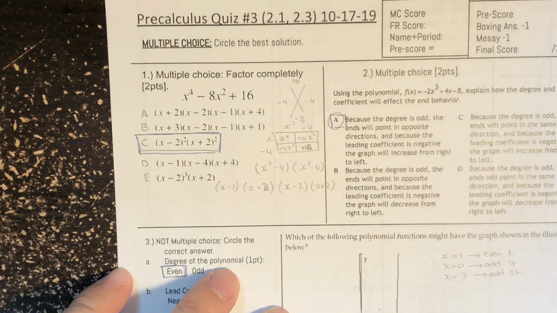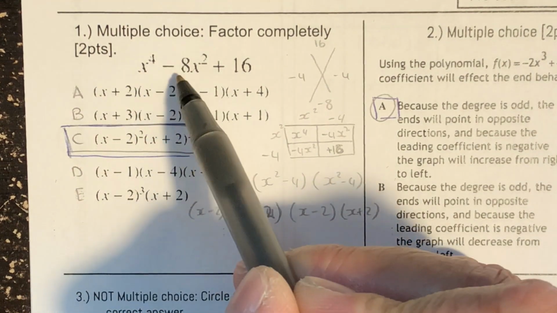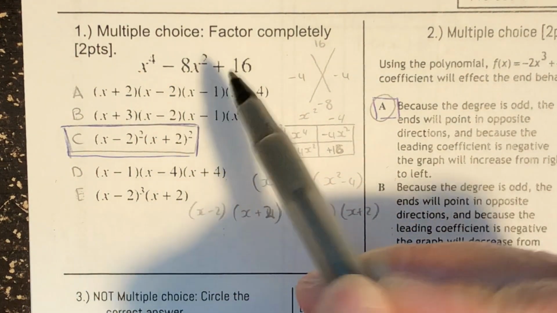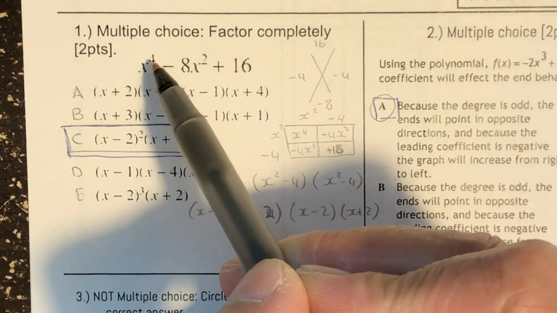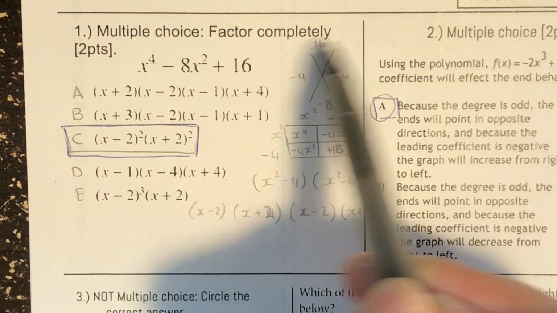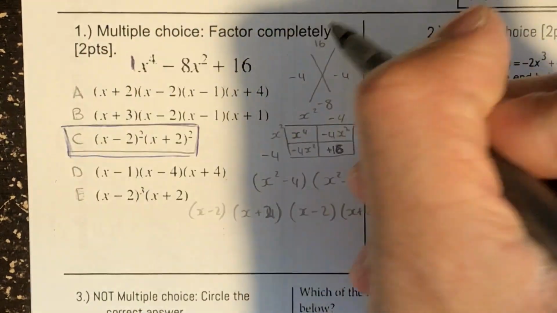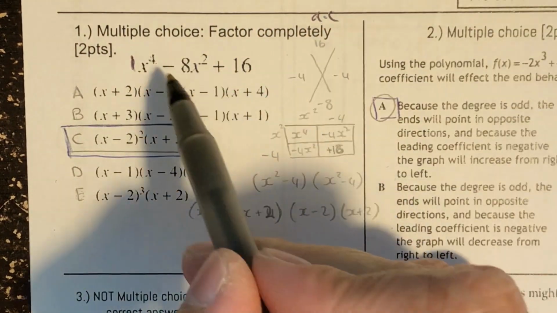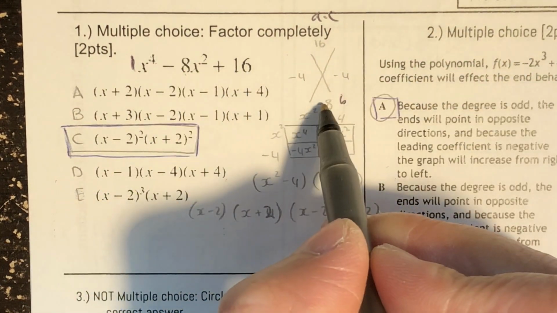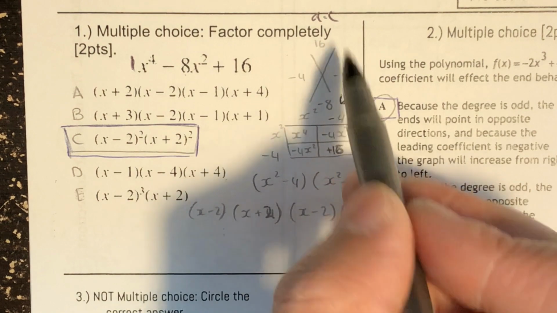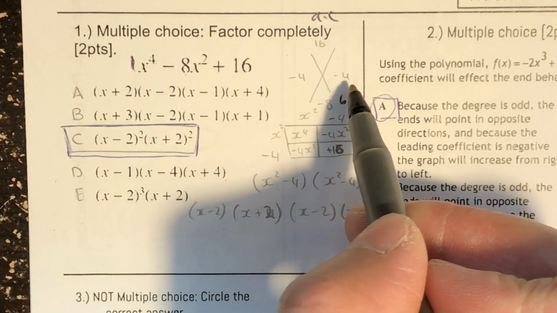Question number 1, factor completely. x to the fourth minus 8x squared plus 16. Remember, take the highest exponent and half of it is that number, so half of 4 is 2, then you can use the X box method of factoring. It's still a times c, which gives you 16, and down here is the b value, which is negative 8. Two numbers that multiply to be positive 16 and add to be negative 8 are negative 4 and negative 4.